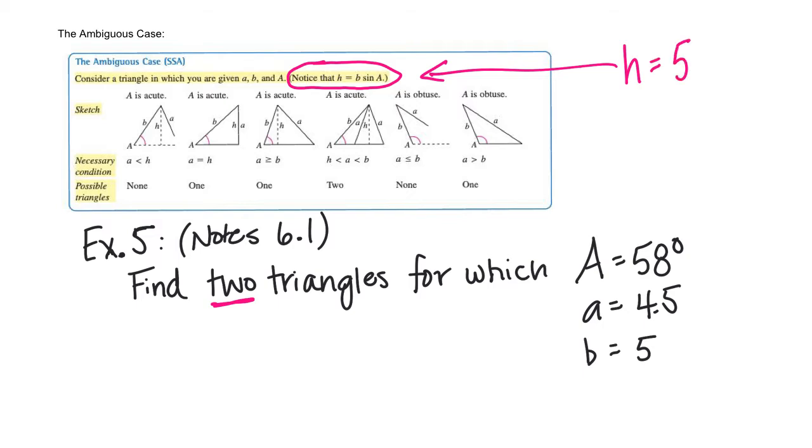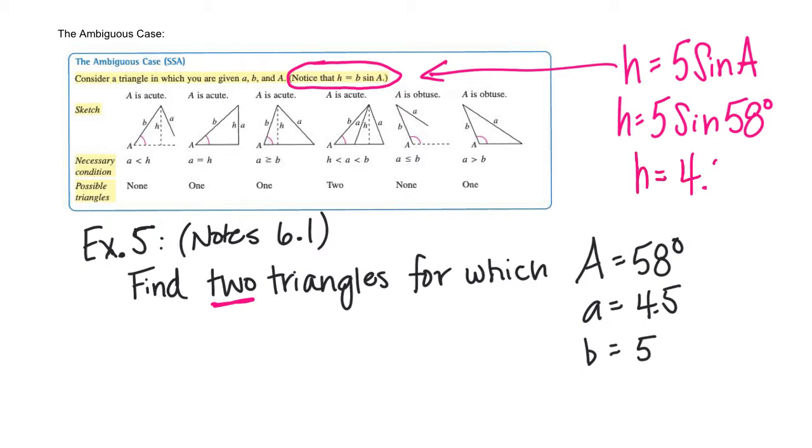h is equal to 5 times the sine of A, and yes, you do want your calculator in angle degrees, and you also want to make sure you have your calculator with you. So h is equal to 5 times the sine of 58 degrees. I worked this question out in advance. Notice that h is equal to 4.24.